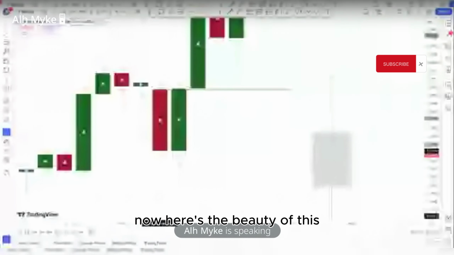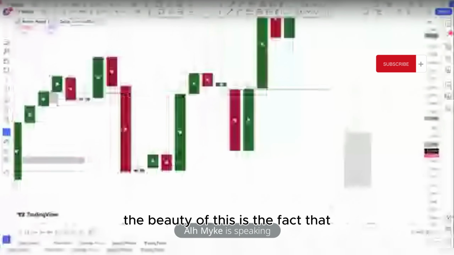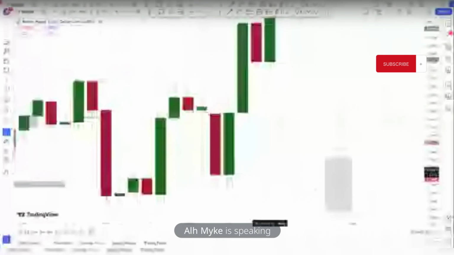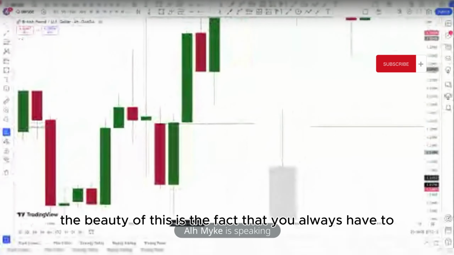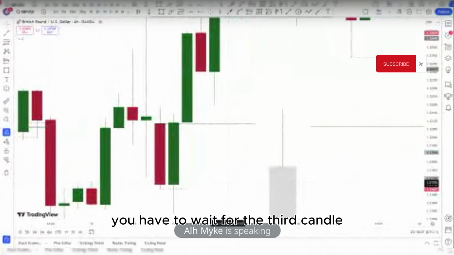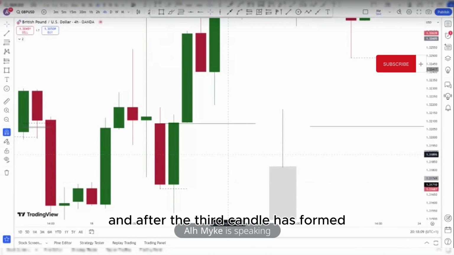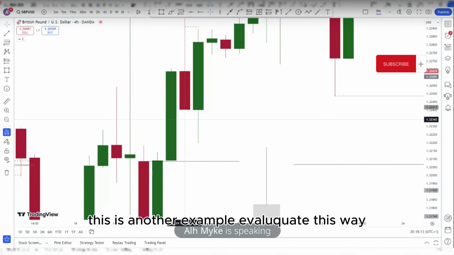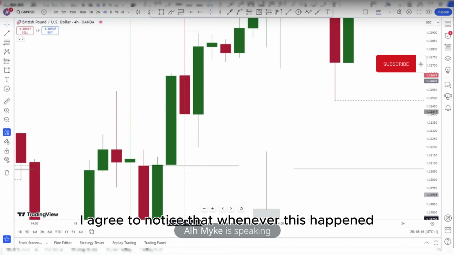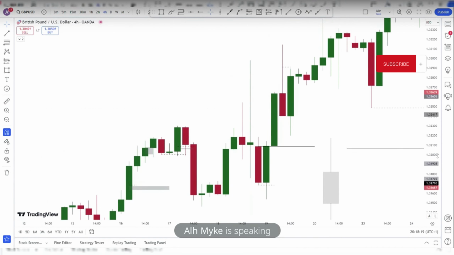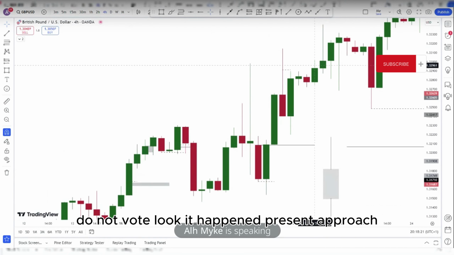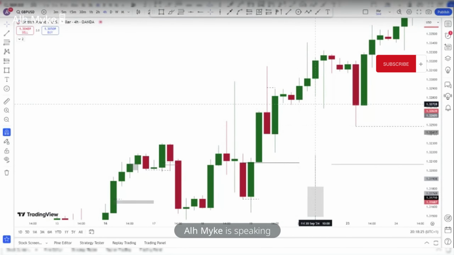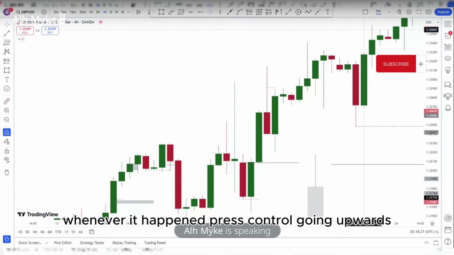Now, here's the beauty of this. You always have to wait for the third candle, and after the third candle has formed, see another example here. This is another example of a valid liquidity sweep. And you're going to notice that whenever this happened, price continued going upwards. Look, it happened, price went upwards.